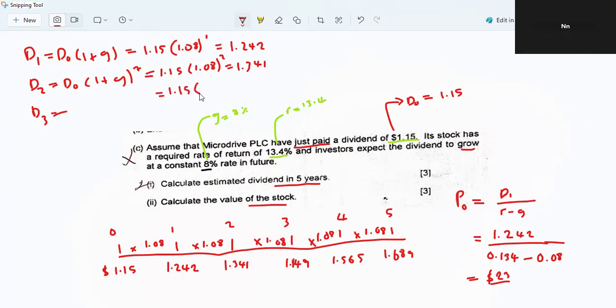Just to clarify, if it's D4, it's D0 times 1 plus G to the power 4. Yes. And if it's D5, it's D0 times 1 plus G to the power 5. The same power that is there is what you maintain. Okay, that's what I wanted to clarify. Is it clear for everyone?